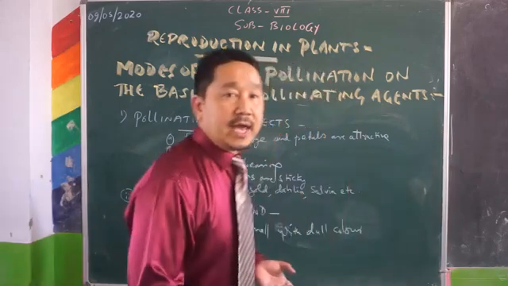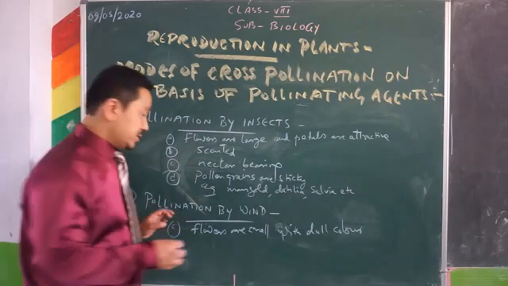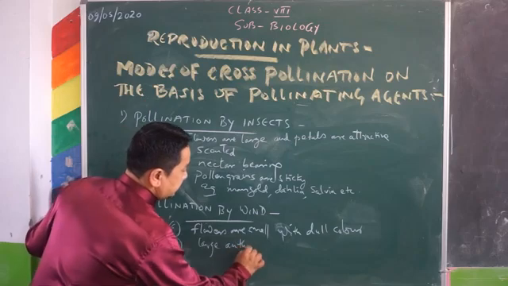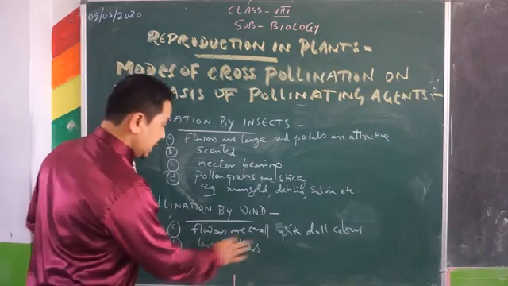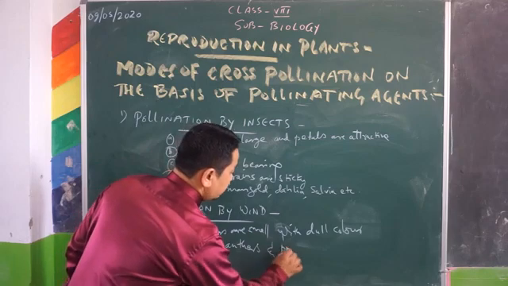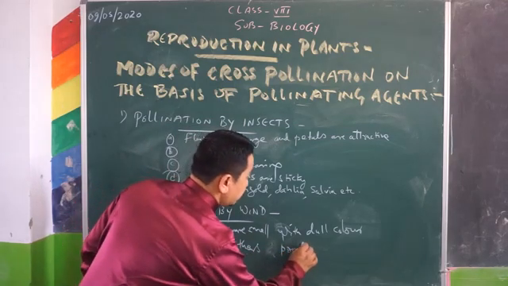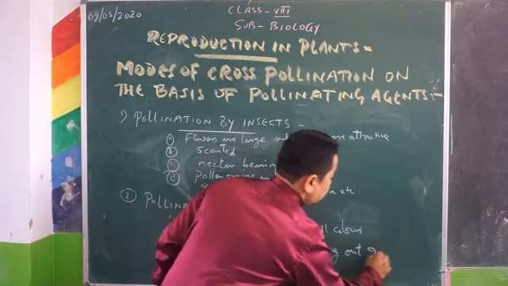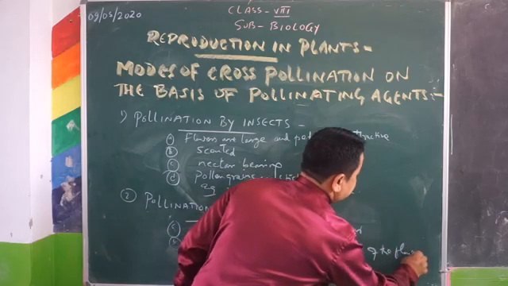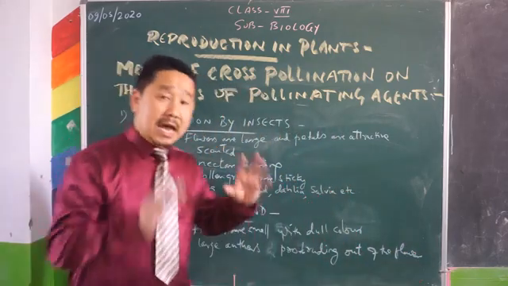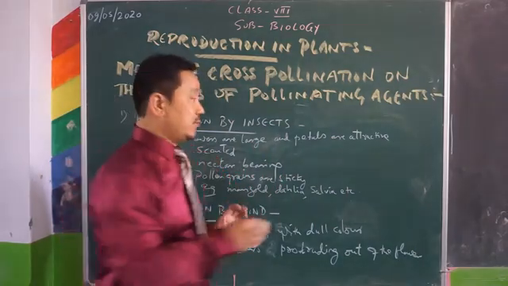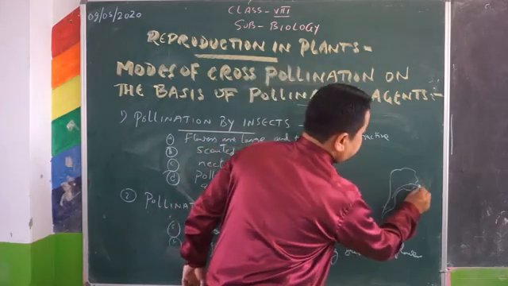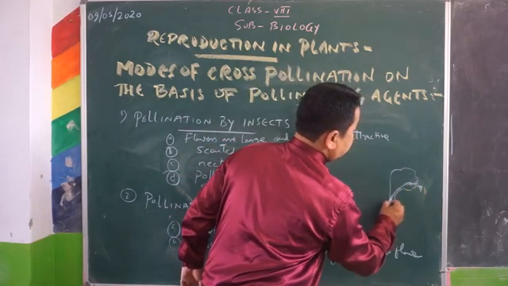All right. Then we have large anthers, and they also have large anthers protruding out of the flower. Which means, see, suppose this is the flower here. The anthers will come out of the flower. See, it comes out of the flower.